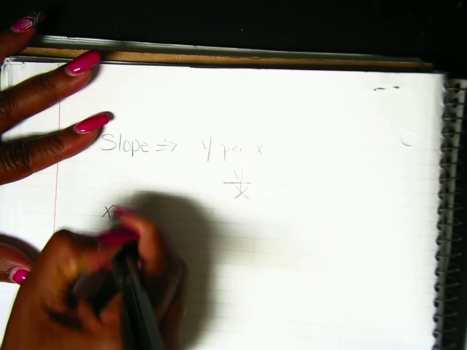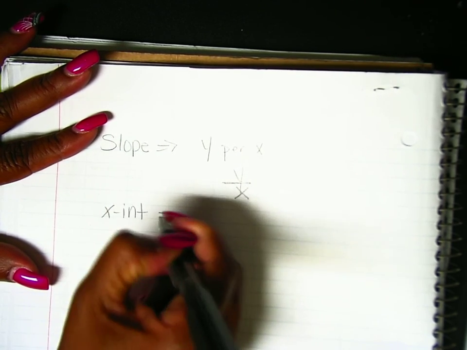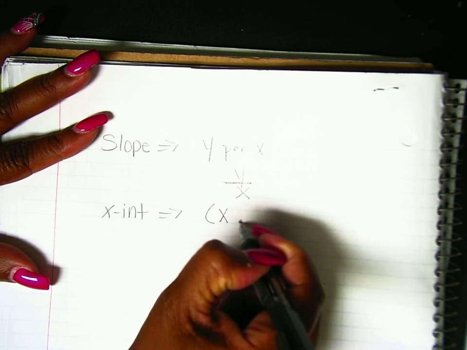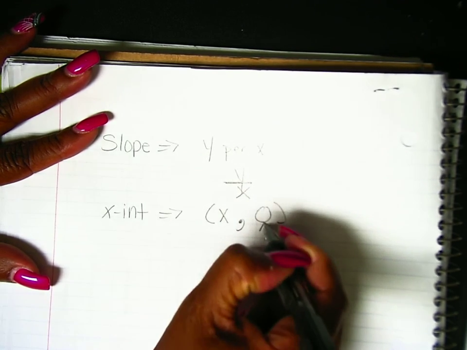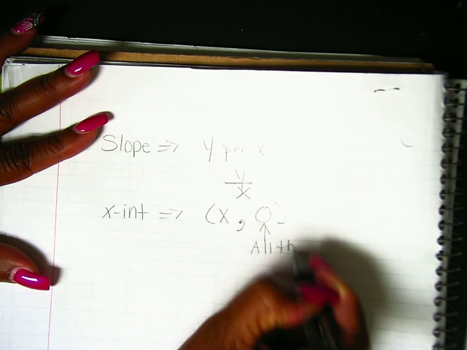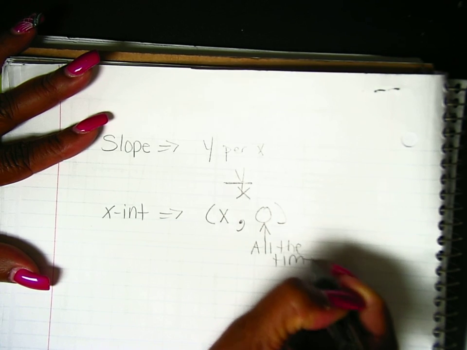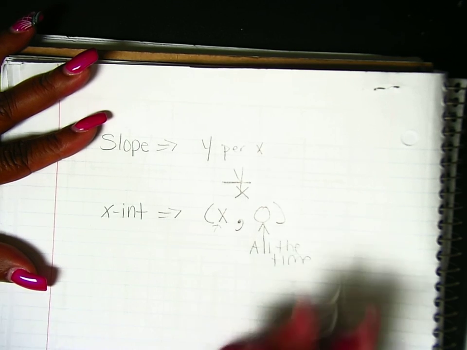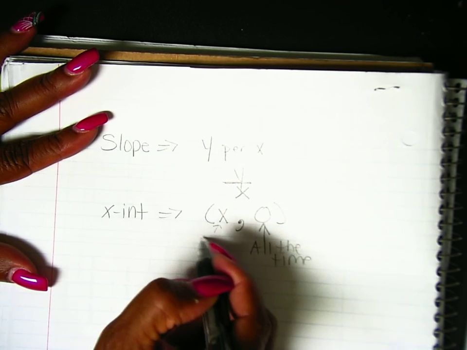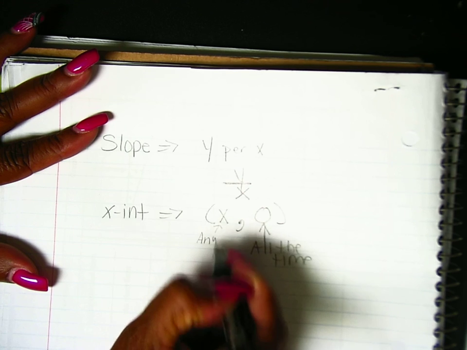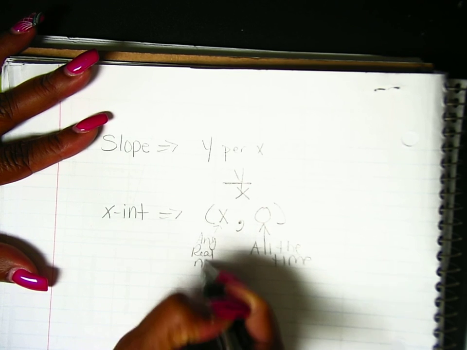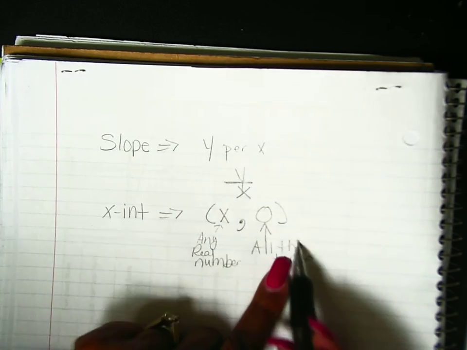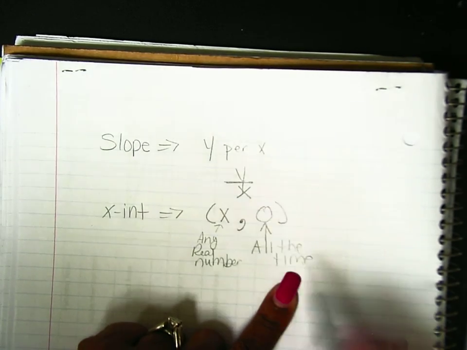Remember that for your x-intercept, you have a value for x, and most definitely 0 is your y all the time, okay? All the time. This one, it doesn't matter. This could be 0 also. This one is just whatever the value is, any real number. That's the x, any real number. The y has to be 0 all the time.